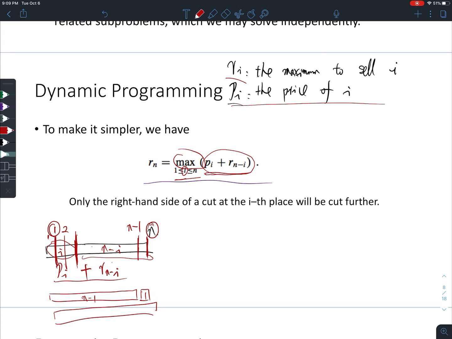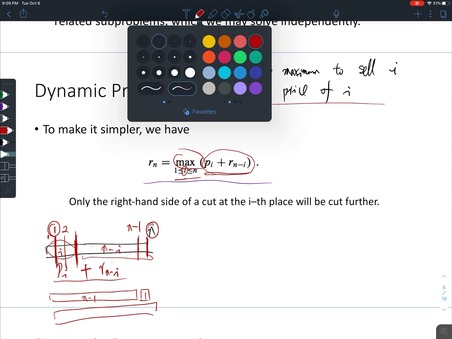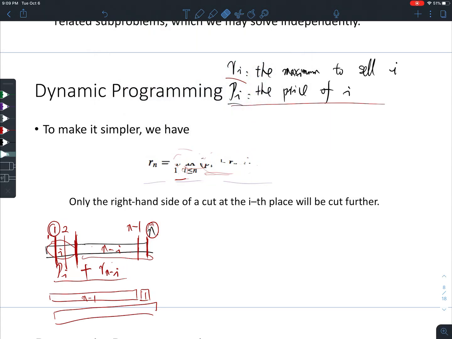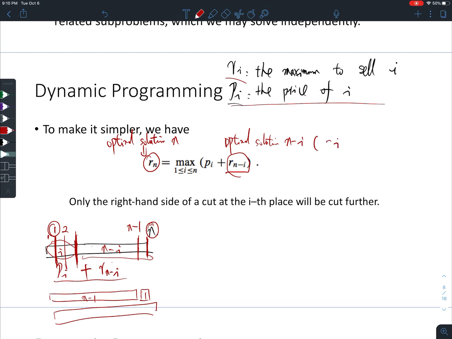So from this formula, we need to talk about a few things. The first thing is that on the left hand side we have the optimal solution, or the highest revenue, for a rod of length n. On the right hand side we have the optimal solution for a rod of length n minus i. Here we need to note that i is larger than or equal to 1 but smaller than n, so this value is definitely going to be less than n, correct? Yes, it's in a range from 0 to n minus 1.